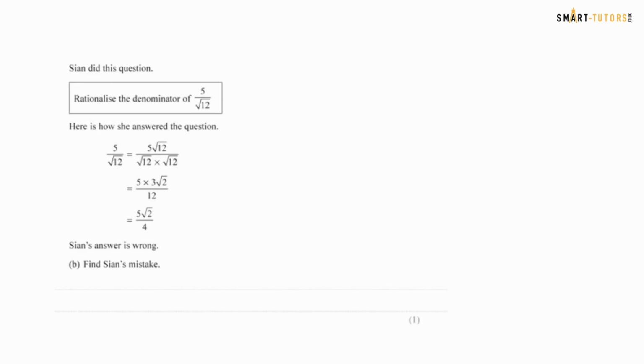Sian did this question: rationalize the denominator of 5 over root 12. Here is how she answered the question. 5 over root 12 equals, so every step is given. Sian's answer is wrong. Again, they have given that the answer is wrong. Find the mistake. When you're rationalizing the denominator, the square root of 12, you multiply by square root of 12, correct, and square root of 12 times square root of 12 is 12, correct, and 5 is coming here, correct, and this square root of 12, she changed that to 3 root 2.